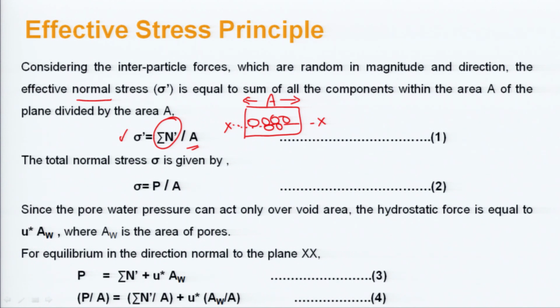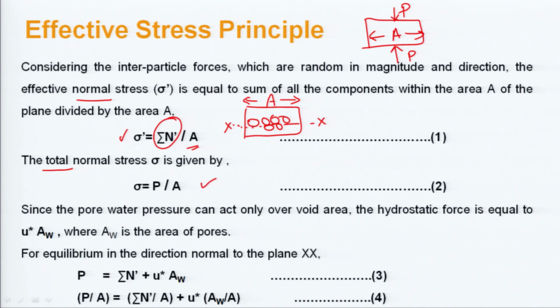Also understand here that the total normal stress, total meaning the sum total for the entire soil. If we take this soil, it had some P force applied and the cross sectional area was this A. So, the total stress would be sigma equal to P upon A.